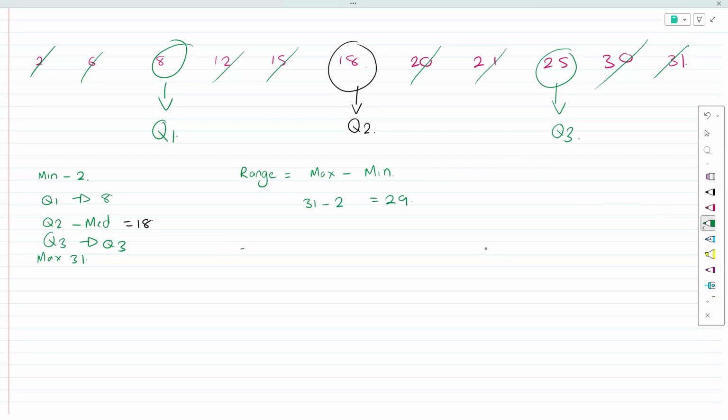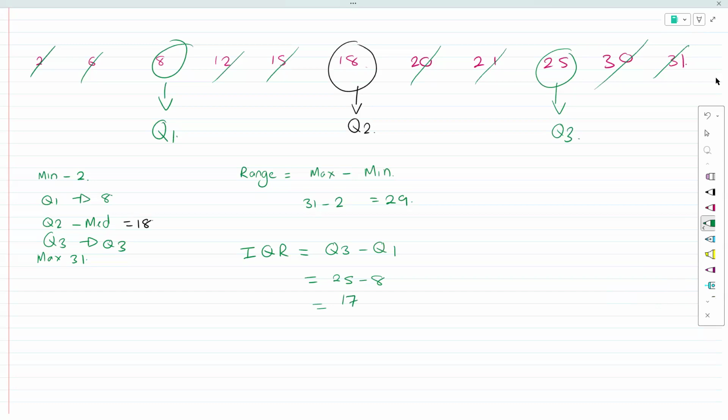And then we get interquartile range. Interquartile range is Q3 minus Q1. It's going to take some time, but after practice, we're going to get it. And this is going to be 25 minus 8. And the interquartile range equals 17.